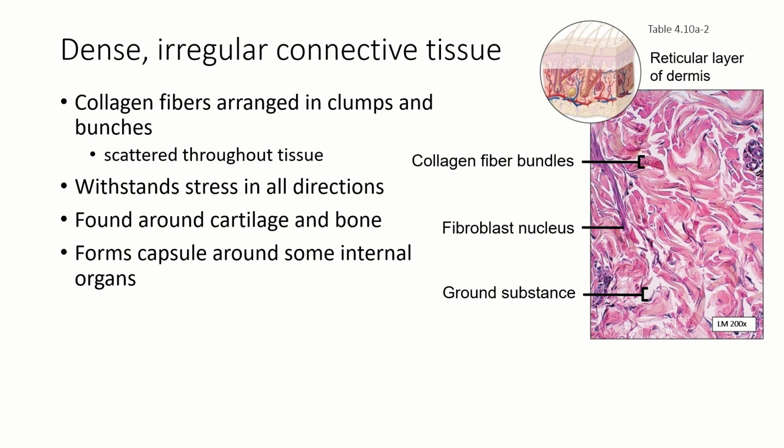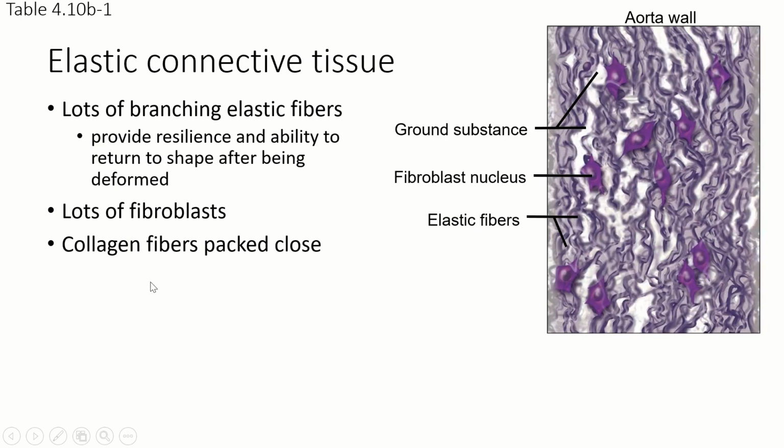It doesn't stretch very much. It has very few elastic fibers, but it is stronger in all directions, but it's not as strong as dense regular connective tissue in any one direction. So that's why it's good for things that get pulled in all directions, like your skin. There's also a layer of it around cartilage and bone, which we'll talk about when we do the skeletal system, and it forms a capsule around some of your internal organs. We'll talk about those as we talk about the organs themselves.